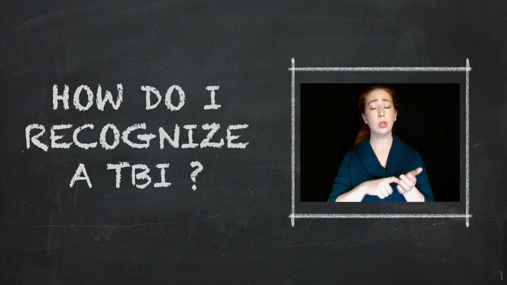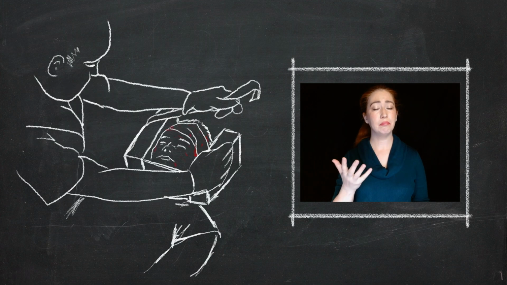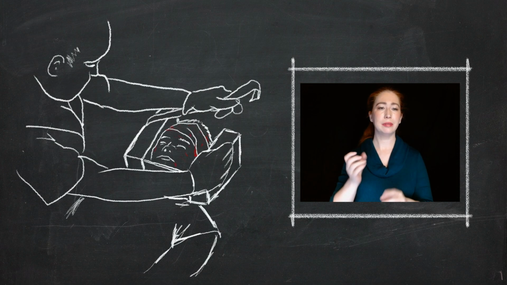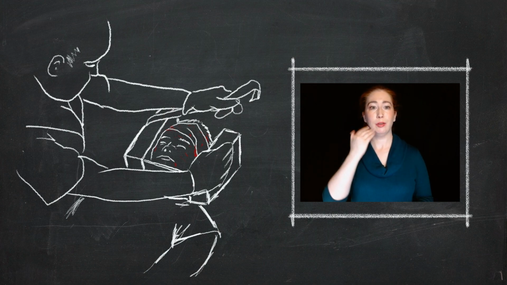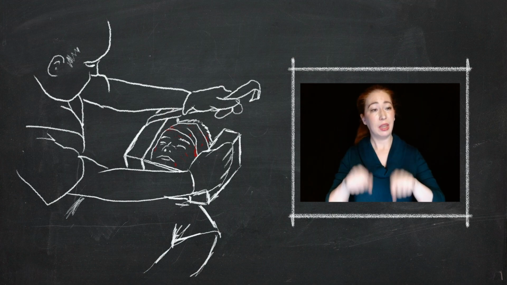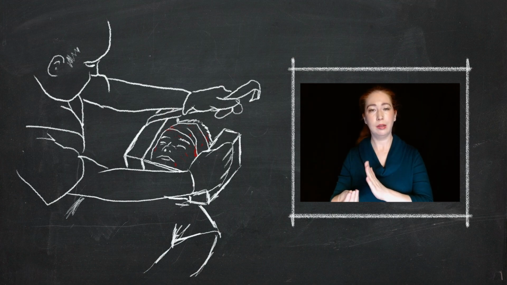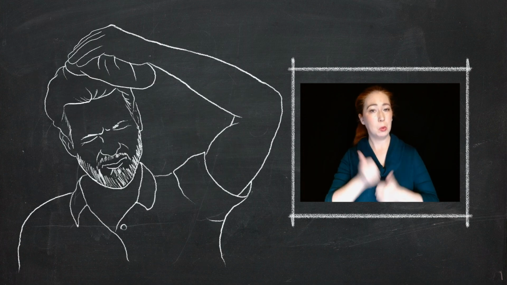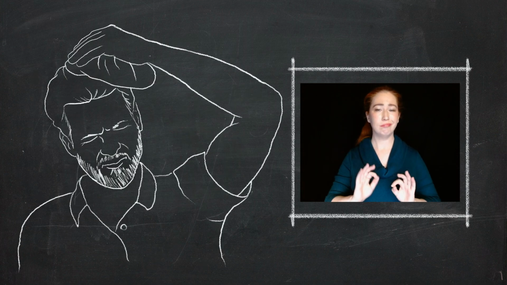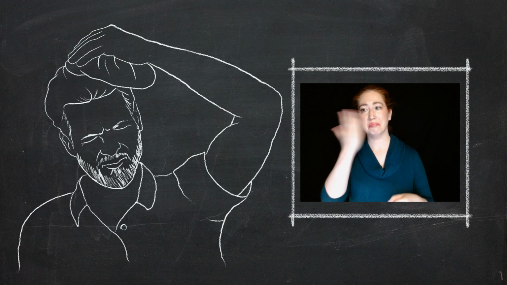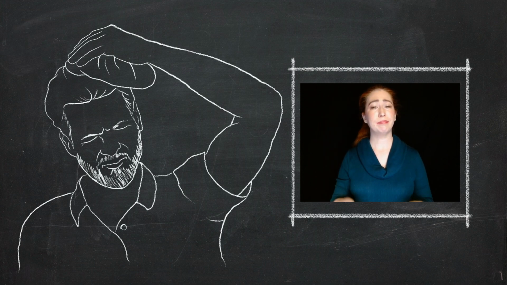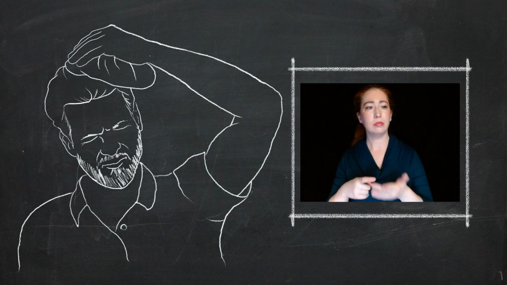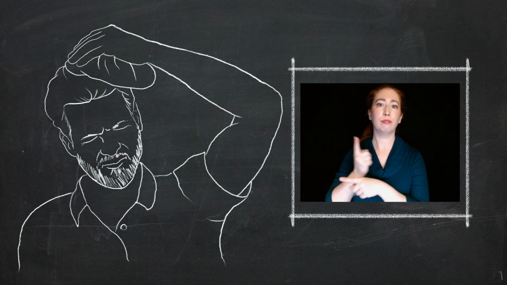How do I recognize a TBI? Many TBIs are obvious. They involve a lot of head trauma, loss of consciousness, and memory loss. However, a majority of TBIs are mild and can too easily be ignored or overlooked. It is important to look out for the following common conditions to make sure proper medical care is delivered.